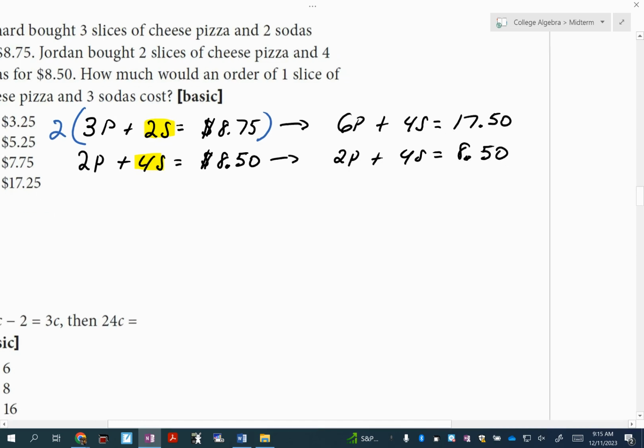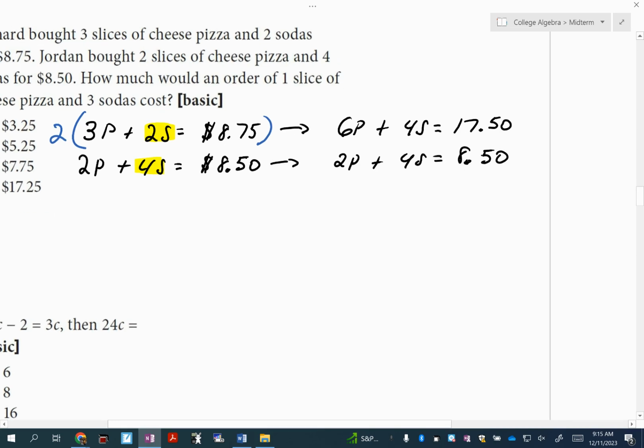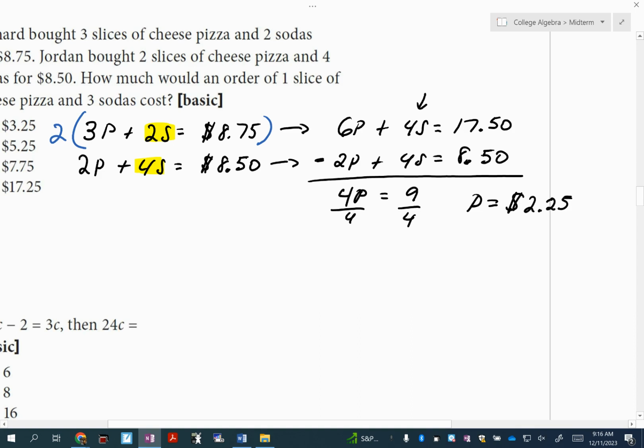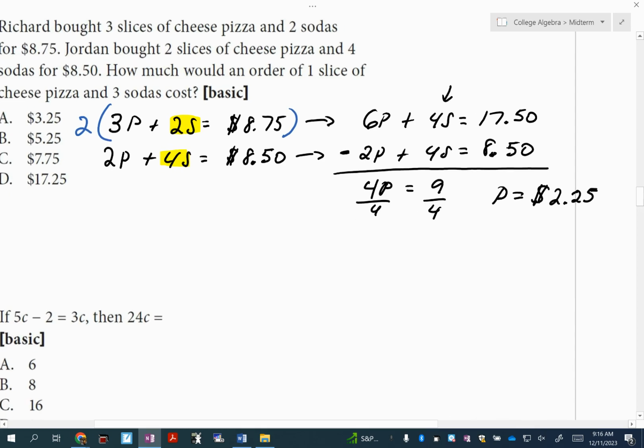Now, I want to use the process called elimination to eliminate one of these variables. And if I subtract, you'll see that I will eliminate this column. 4 times s minus 4 times s would be 0. So 6p minus 2p is 4p. And then $17.50 minus $8.50 is $9. Divide both sides by 4, and you get p equals, 4 goes into 9 twice with 1 left over. So 1/4 left over is $2.25. Again, use your calculator to do 9 divided by 4 if you didn't understand that. So 1 slice of cheese pizza costs $2.25.